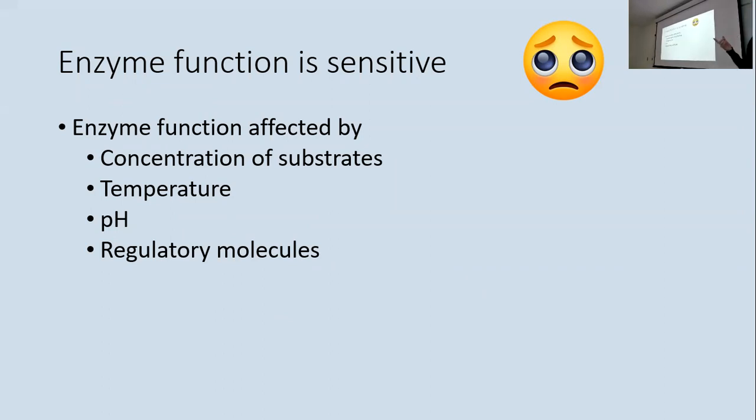One is just the concentration of substrates, right? Enzymes aren't searching for substrates, they just bump into them. So if an enzyme catalyzes substrate A and there's a whole lot of A around, it's more likely to bump into the enzyme. The reaction's more likely to happen. So enzyme function will increase if there's more of its substrate around. Fine. We'll walk through the rest of these as well.